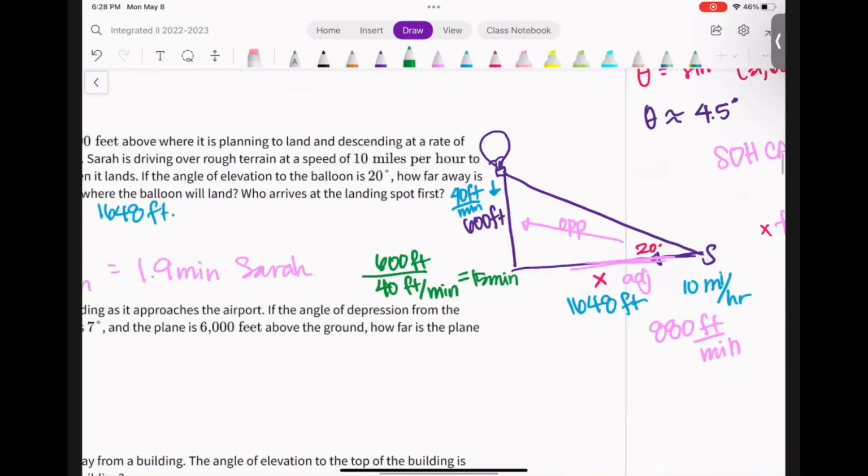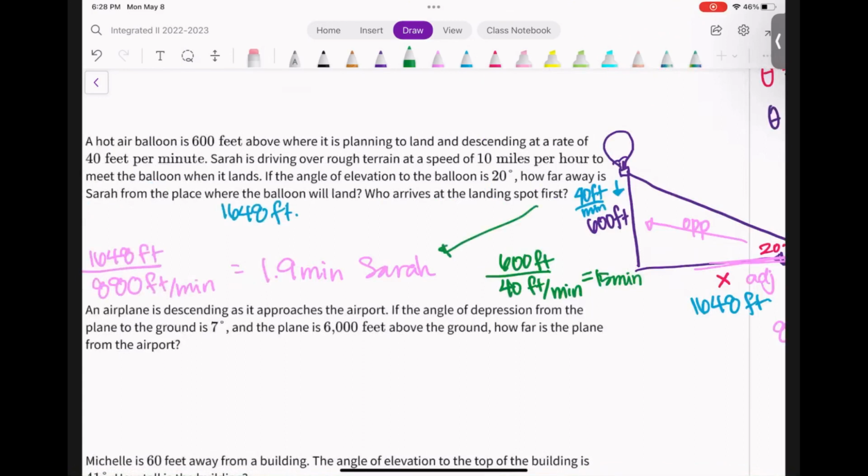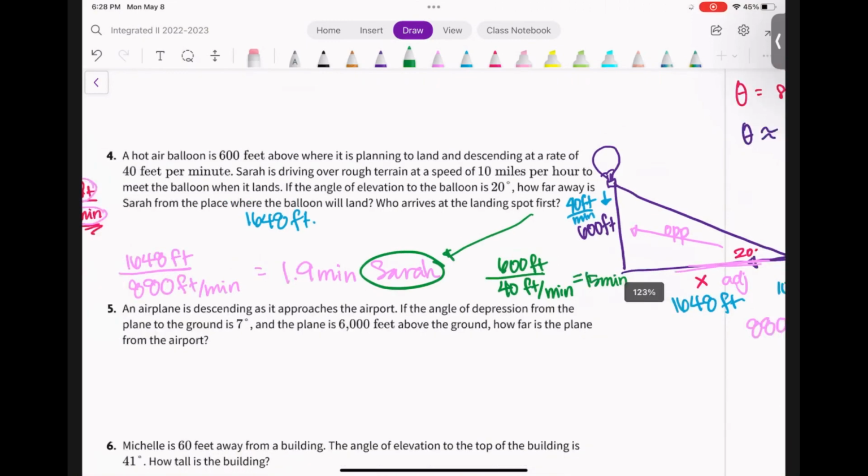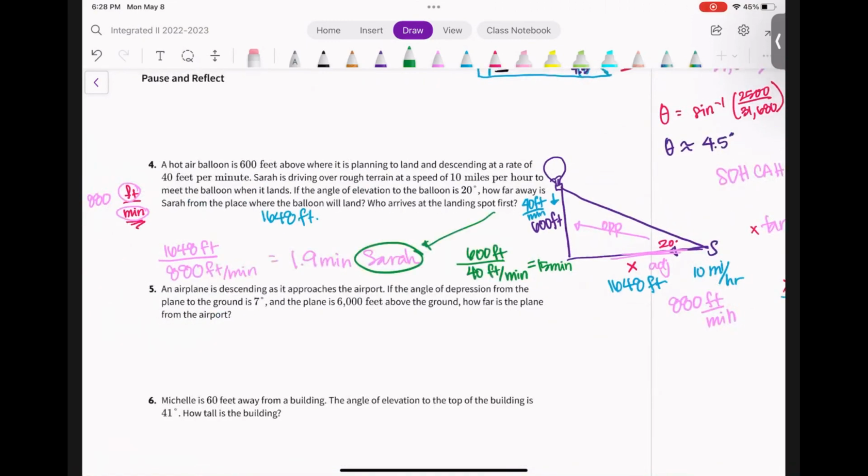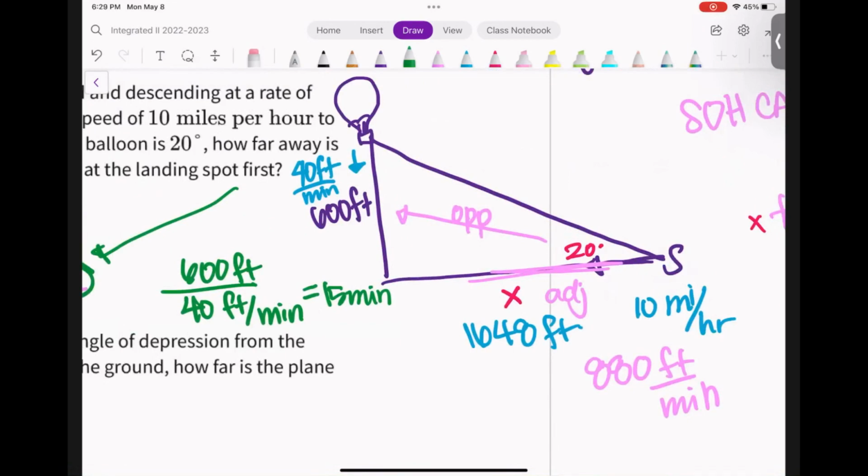So Sarah, because it only takes her 1.9 minutes. Okay. If this problem did not make sense, it had a lot of layers to it. So just go back and figure out, well, could I have found that 1,648 feet? Yeah, most of you are going to be able to do that.